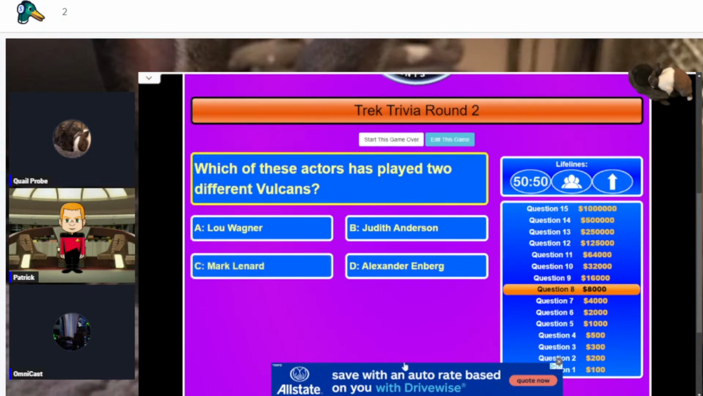This seems like a Conti quiz. Yeah, pretty much. For 8,000? Question 8. Which of these actors played two different Vulcans? A, Lou Wagner, B, Judith Anderson, C, Mark Leonard, or D, Alexander Enberg? Two Vulcans. Mark Leonard played Sarek, but he also played a Romulan, so that's not the answer. I don't think he played a Klingon too. I don't know who the other people are, to be honest with you.